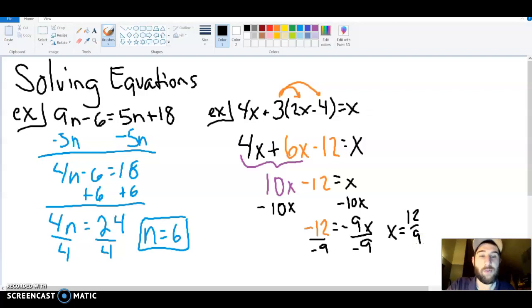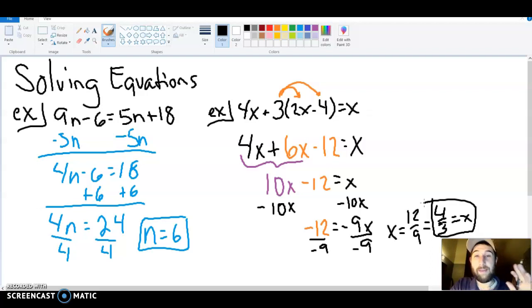But that can be reduced. Both 12 and 9 are divisible by 3. So 12 divided by 3 and 9 divided by 3 gives us 4/3. So our value of x is 4/3. I've got to kind of walk around my face there with my pen. So those are the two examples I wanted to show you, just going through and solving for x.